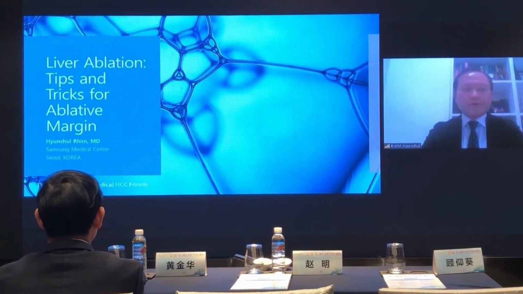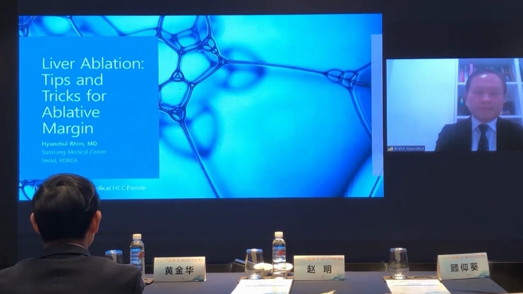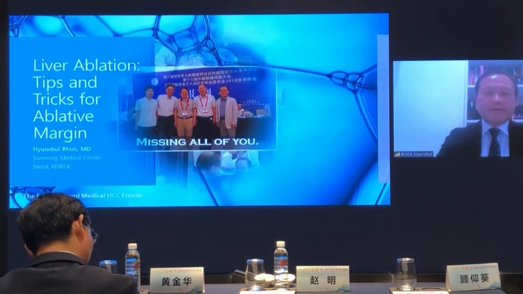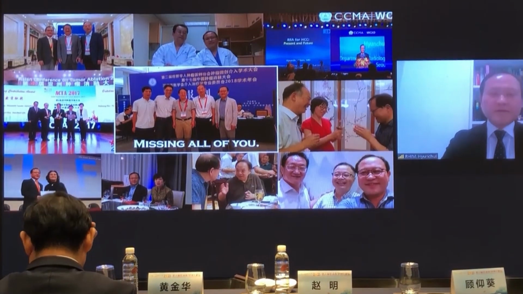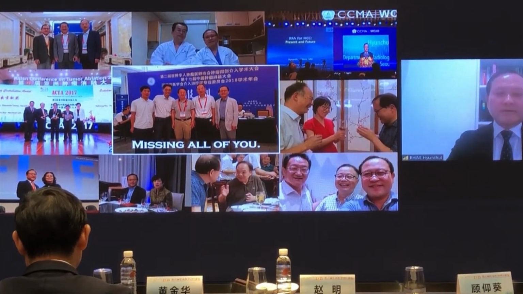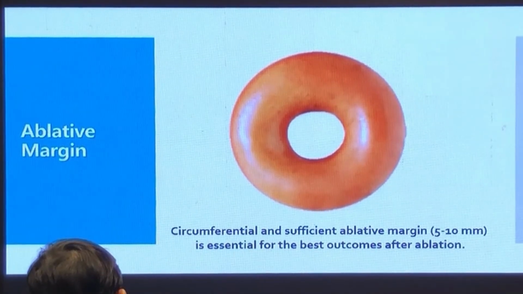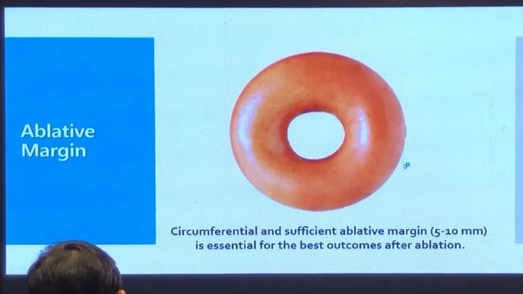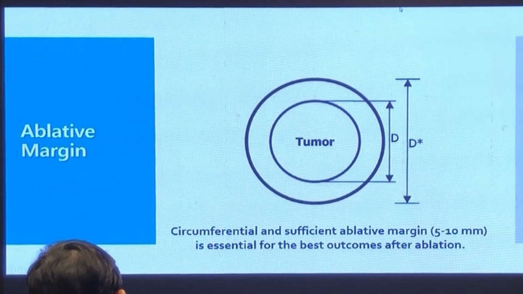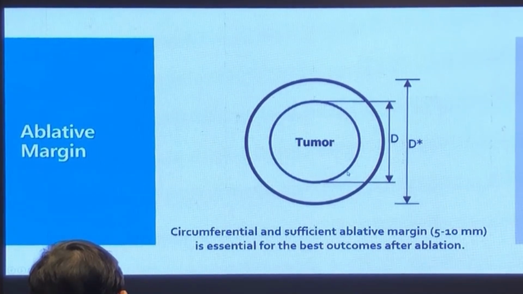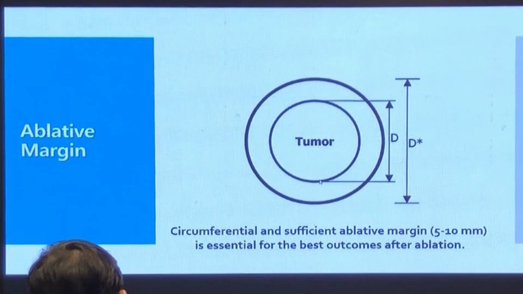Okay, good afternoon, everyone. First of all, thank you for inviting me to this wonderful conference again. Actually, I am missing all of you very much, so I want to attend the next meeting in person. Today, I'd like to talk about the donuts. As we know well, circumferential and sufficient ablative margin, 5 to 10 millimeter, is essential for the best outcome after ablation.